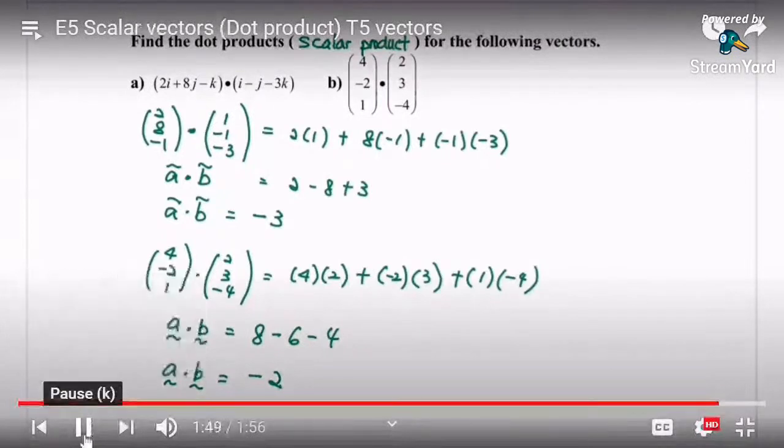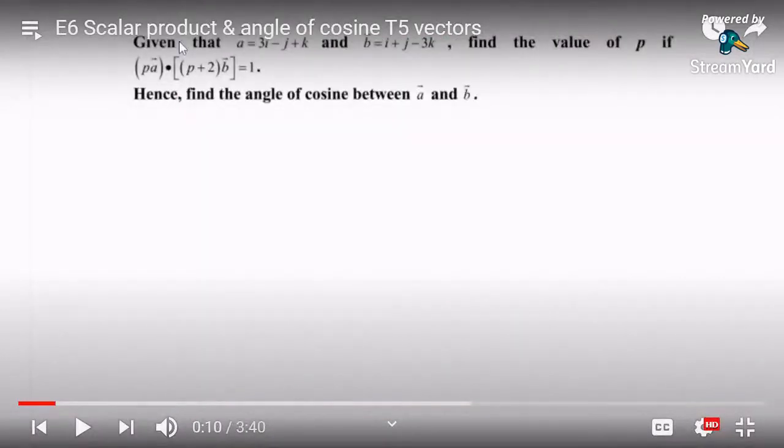Okay, so beginilah ya skala produk kita, iaitu bagaimana awak nak buat proses dot ini. So ini adalah example 5. Okay, so sekarang kita pergi ke example 6. Okay, so di sini melibatkan skala produk kemudian dengan angle of cosine. Okay, angle of cosine. So mana dia akan melibatkan formula yang ke-9 lah, iaitu skala produk.